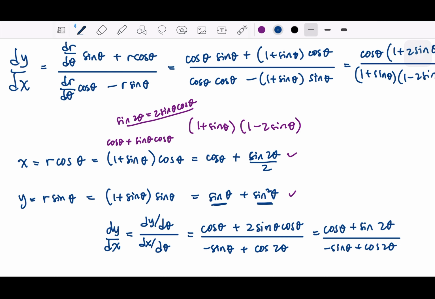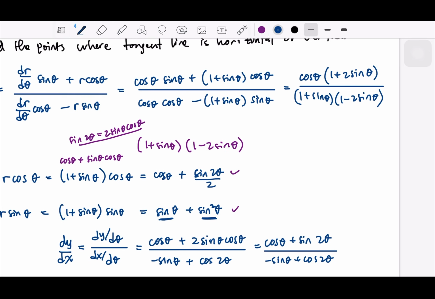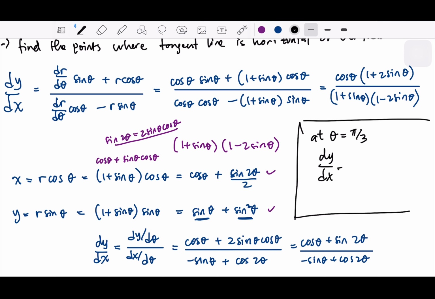Okay, so the slope of the tangent at, let me write here, at theta equal pi over 3, if we plug in the value, it will result in dy over dx equal to -1, right?